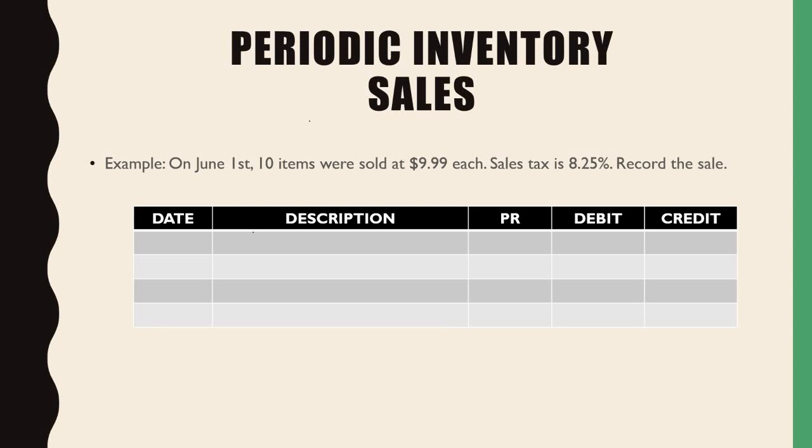sale. So here we have an example on June 1st. 10 items were sold at $9.99 each. Sales tax is 8.25%, so record the sales. So first off, what accounts are you actually going to be utilizing? Okay, assume that this is a cash sale. You actually received cash for this.